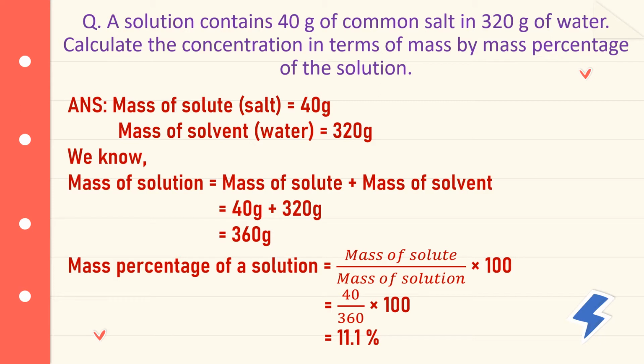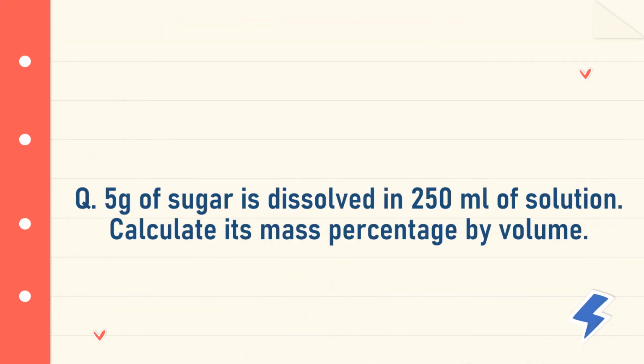Applying the formula of mass by mass percentage of a solution, we have mass of solute 40 gram divided by mass of solution 360 gram multiplied with 100. After calculating this, we get the concentration of the solution as 11.1% in terms of mass by mass. So I hope it's clear to all of you. Let us take one more question.